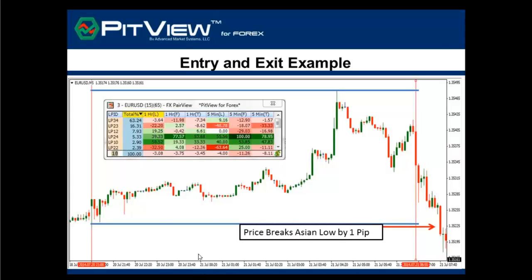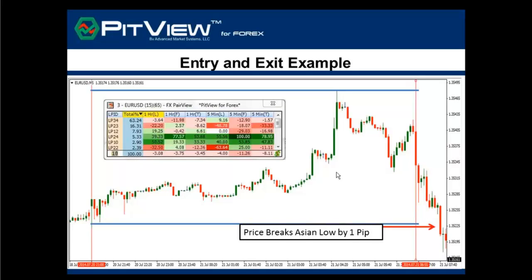Okay, so I have my PairView up on my screen, and right over here we see that the price breaks the Asian low. Here's the Asian low right over here, you see the blue line, and then we see the price breaks the Asian low by 1 pip. It gives us a sell entry.